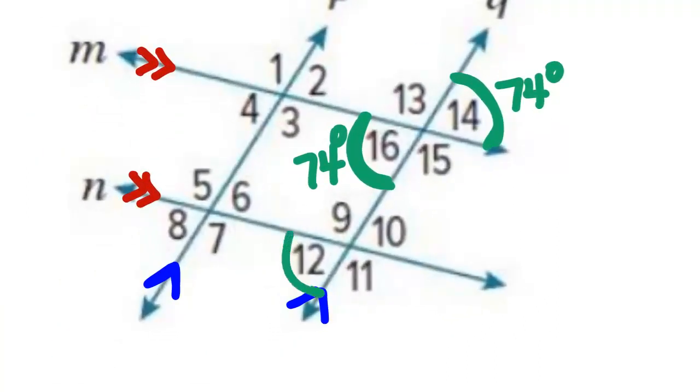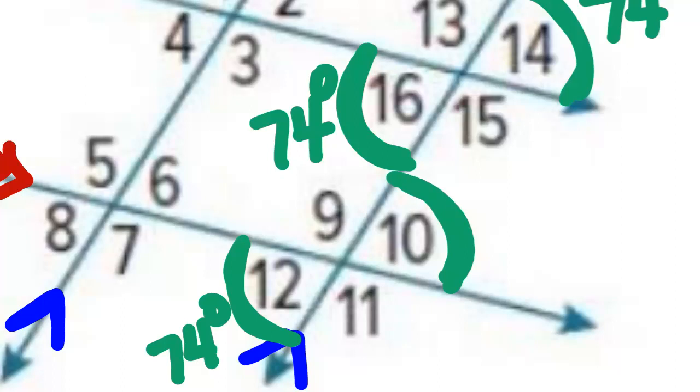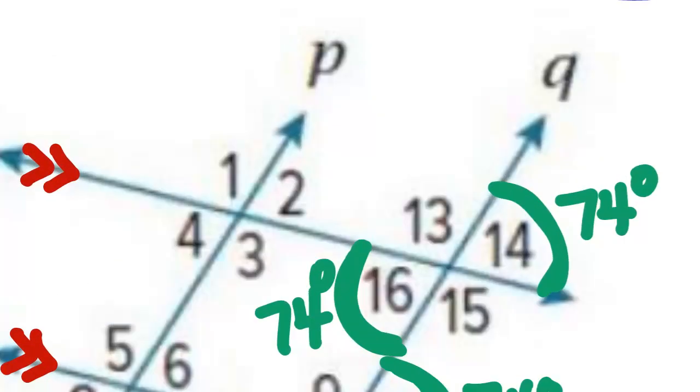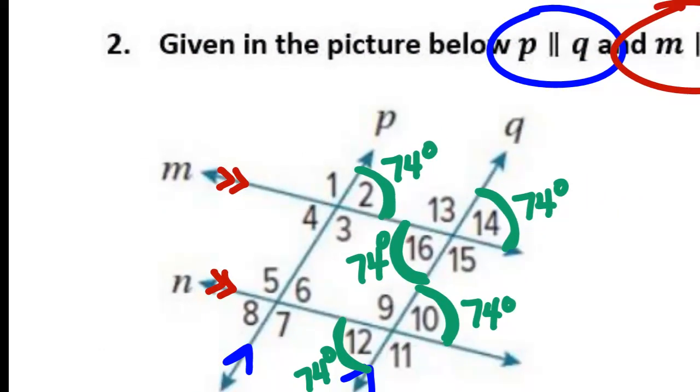16 and 12 are corresponding angles, lower left corner. So they are going to be congruent because corresponding angles are congruent when my lines are parallel. 16 and 10 are alternate interior angles, and those are congruent when my lines are parallel, so that would also be 74 degrees. 16 and 2 are alternate interior angles, so those would be congruent. 16 and 4 are corresponding angles, so those would be congruent.